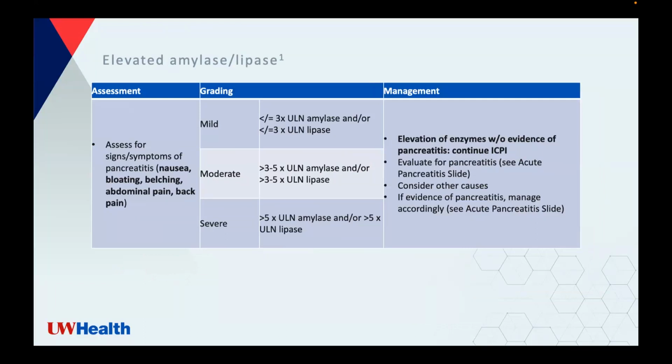So with the management in mind, we're basically trying to find out, does this patient have acute pancreatitis? So we're doing an acute pancreatitis workup. And if they do not, and they remain asymptomatic, no matter what the elevation of the lipase and amylase is, we're just continuing treatment. So no matter what their amylase and lipase is, if they're asymptomatic, continue treatment. If they do have acute pancreatitis, we manage the acute pancreatitis per our next slide.